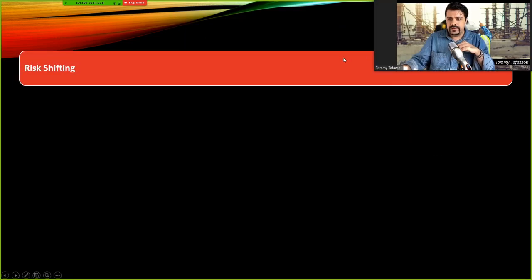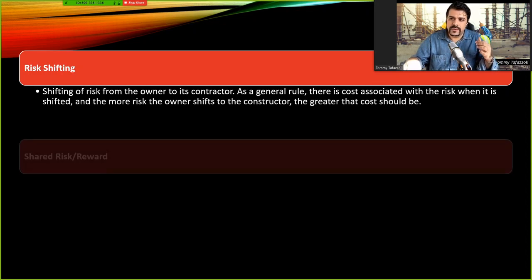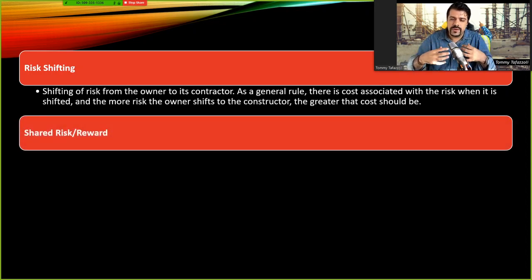So, what is risk shifting? Shifting of risk from the owner to the contractor. Most of the time, the owner or the contractor are trying to put less risk on themselves and more risk to the other parties. So that's the atmosphere of many construction projects. And if you remember, IPD is an exception in which all the team players work for the common interest of the project.